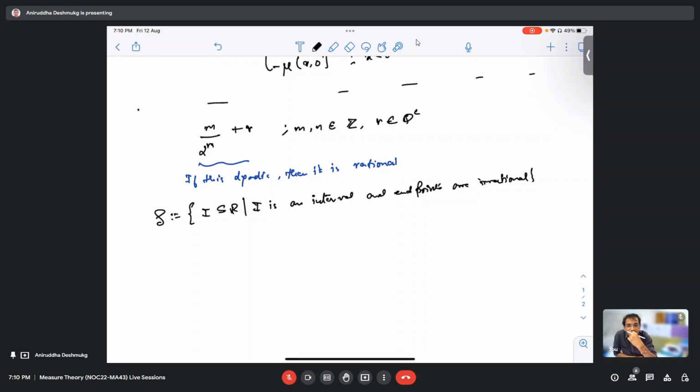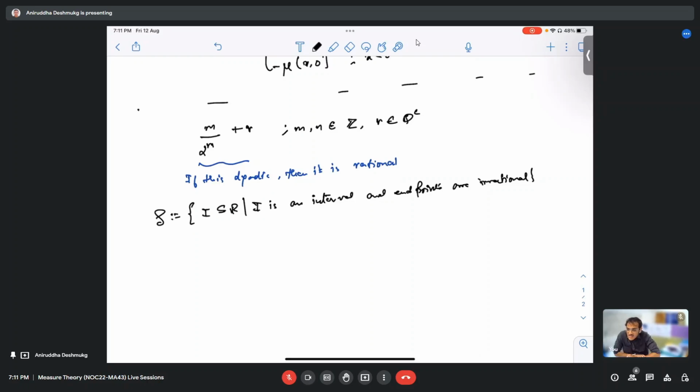So the empty set and the whole set belong to the collection. Right. So is the whole set inside this collection? So what do you think? Is the whole R inside S?